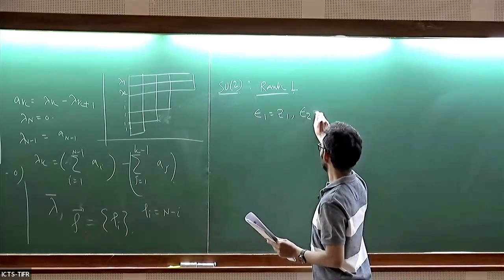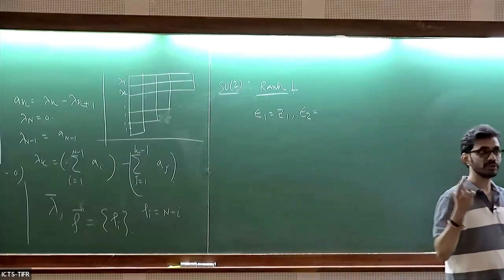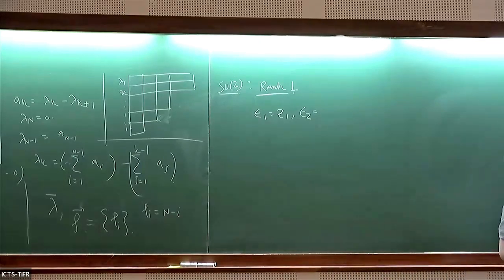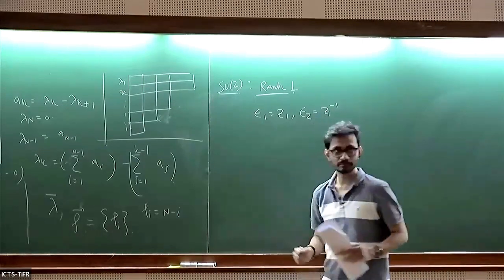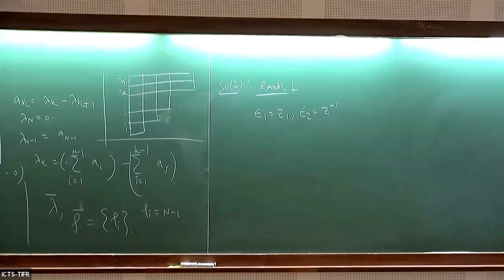No, epsilon 2 equal to what? Remember, epsilon is basically Z inverse. Z1 inverse. Also, the product of epsilon is 1. Remember, the product of the epsilon is 1. So, you can immediately calculate from that simply, that thing.